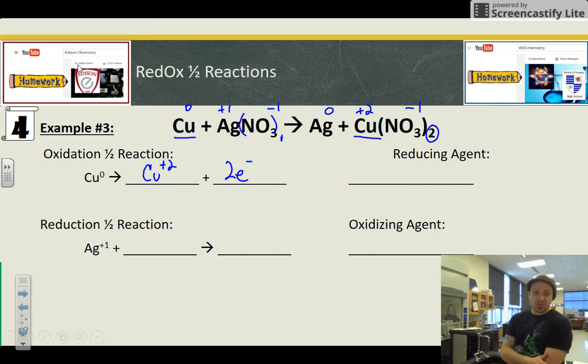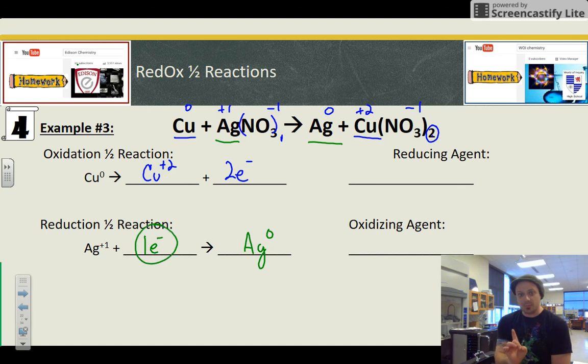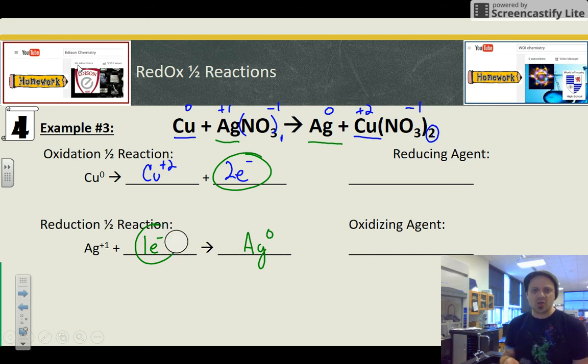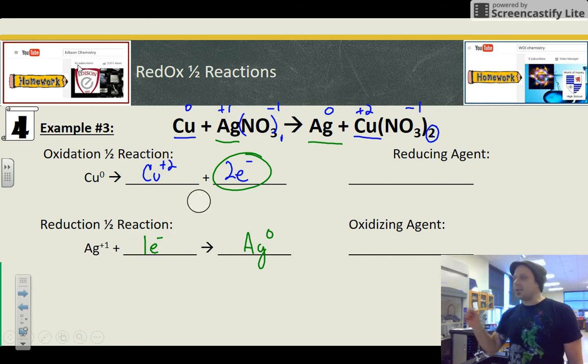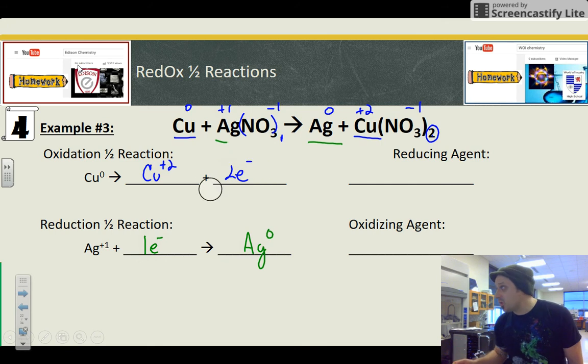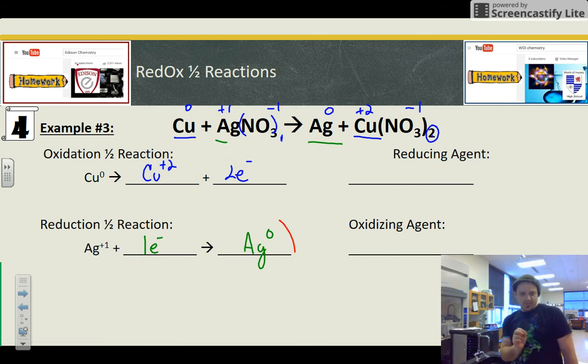Now the silver ion +1 became silver element 0. So it must have picked up 1 electron. Now stop, there's a problem. That doesn't equal. We're saying that copper loses 2 electrons, but silver only picks up 1. That's impossible. We have to balance these equations too. So the easy way to do it is this: you double the amount of silver.